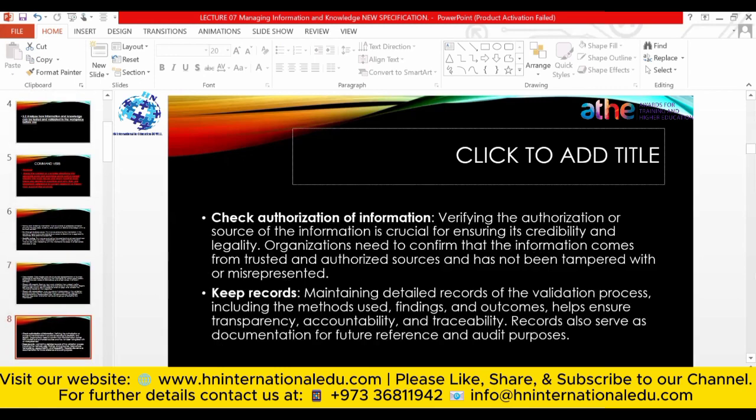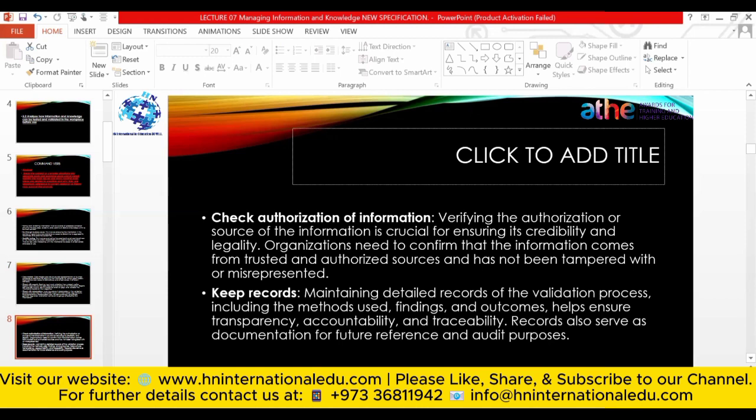Check authorization of information. That is, the authority of the information, from where you have gathered it. Verifying the authorization or the source of the information is crucial for ensuring its credibility and legality. Credibility is how credible your data is, how authentic your data is, and legality is whether it is within the boundary of the laws and regulations or not.